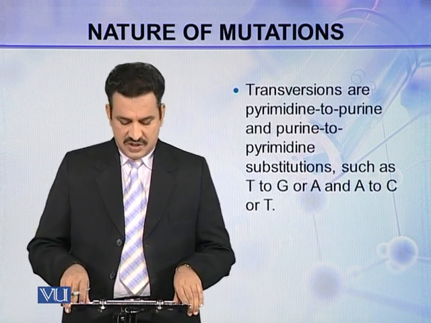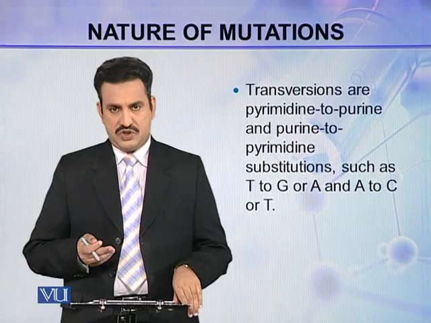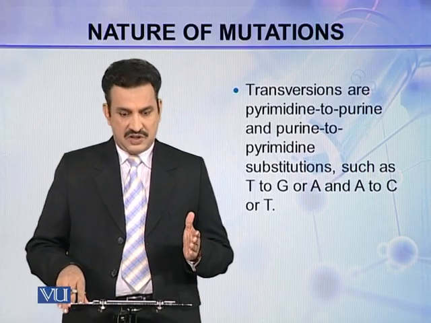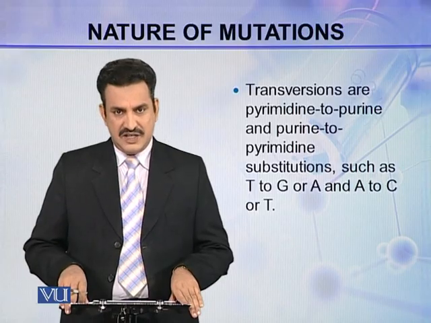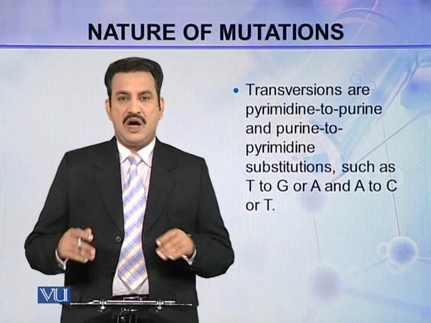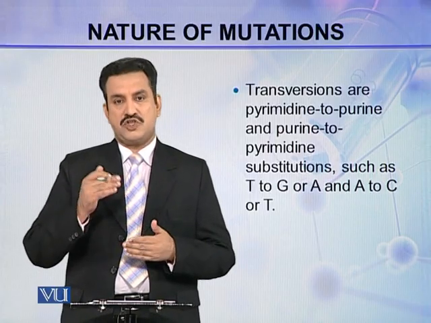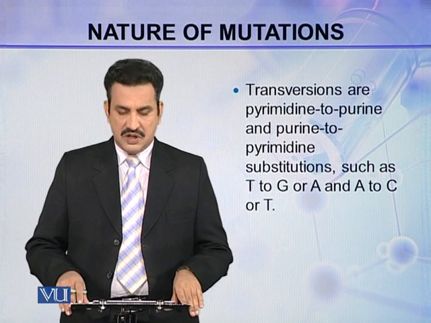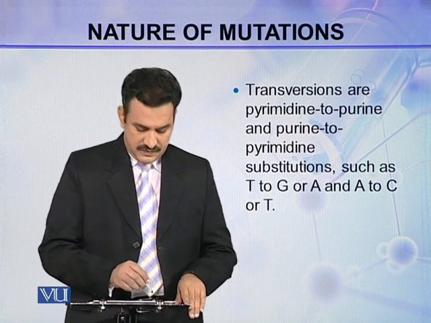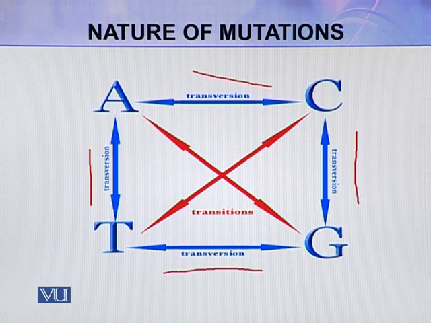While transversions are pyrimidine to purine or purine to pyrimidine substitutions, such as thymine to guanine or adenine, and adenine to cytosine or thymine. So, a purine is replaced by a pyrimidine, or a pyrimidine is replaced by a purine. So, these mutations are called transversions. Here in this picture, you can see all the blue lines are transversions and all the red lines are transitions.